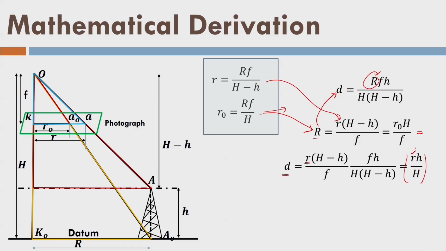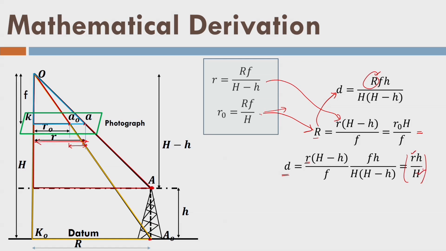You can measure R on the image, because if this is a tower, this is the bottom of the tower here and this is the top of the tower. So, we see the image of the tower in the photograph. So, this is a point A and A0. So, this is R from here to here.